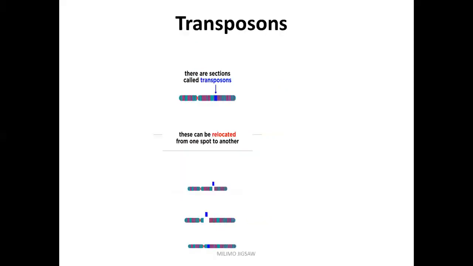And then we have the transposons. We have the DNA transposons. These are able to relocate from one spot to another. They are able to move from one genomic location to another by a cut and paste mechanism.